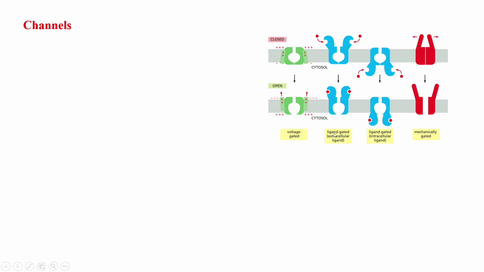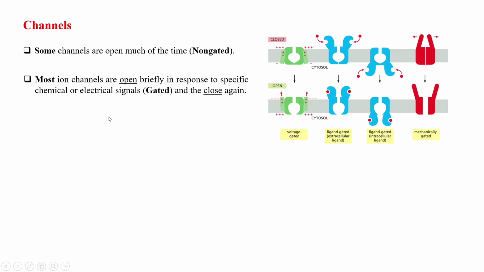Another kind of channel is the ligand gated channel. Here the ligand could come from outside or inside. Mechanically gated channels are also present in cells. Some channels are open much of the time; these are called non-gated channels, with no gating strategy. But most ion channels are open briefly in response to specific chemical or electrical signals. These are called gated channels, and they close again, so there is opening and closing of the channels.